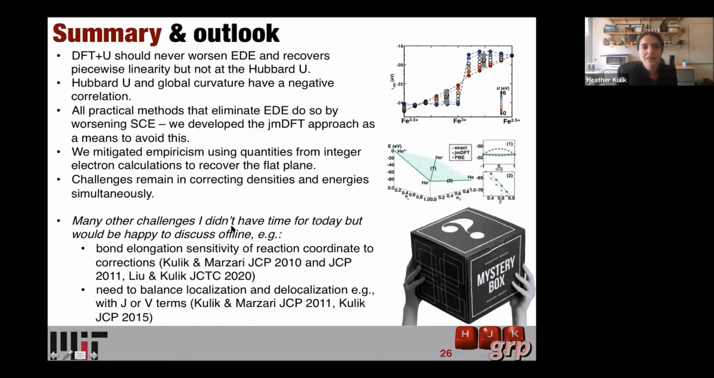There are a lot of things that I didn't talk about that were practical issues to do with, does DFT+U make your lattice parameters too big? Does it make your bonds too long in your materials? That's some of the work we did on V terms. Do you need to balance localization and delocalization? I think I have a brief discussion with some of you after this. I'd be happy to talk more about any of those things.